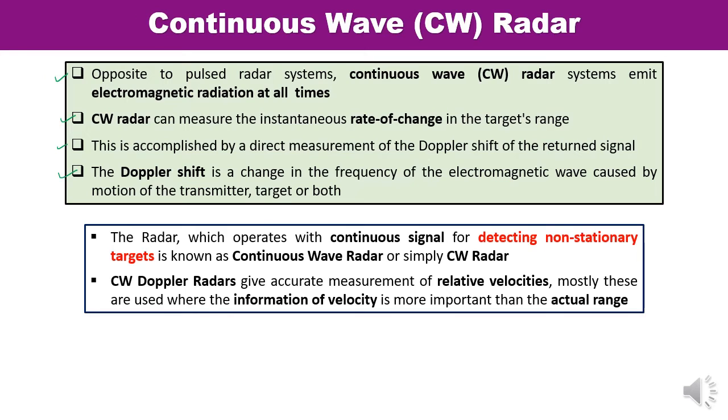The radar which operates with a continuous signal for detecting moving targets, meaning the non-stationary targets, is known as a continuous wave radar or simply CW radar. And CW Doppler radar is based on the Doppler frequency shift. It gives accurate measurement of relative velocities, and is mostly used where information of velocity is very important, even in comparison to the radar range.